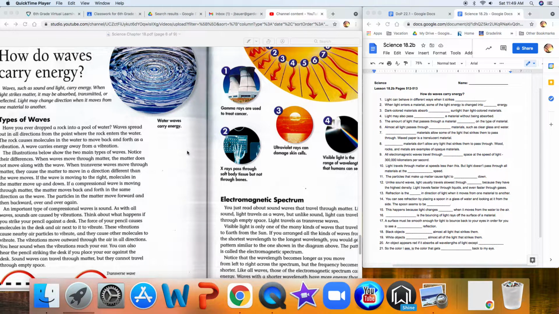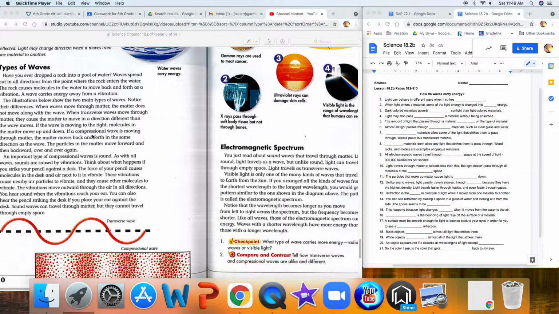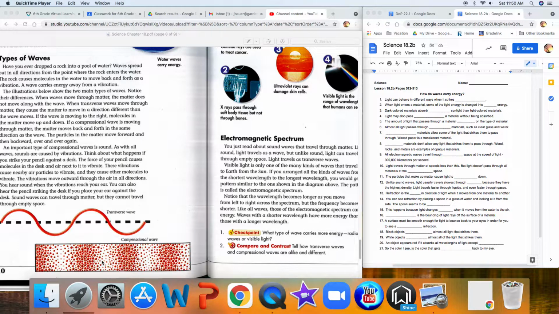We're getting into science class. Yesterday we started how waves carry energy. We talked about the different types of waves. You learned two of them, the transverse wave and the compressional wave. Remember, transverse: different direction, up and down when it goes left to right. Compressional: same direction, back and forth as it did.